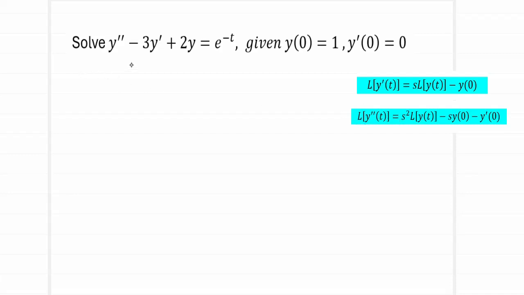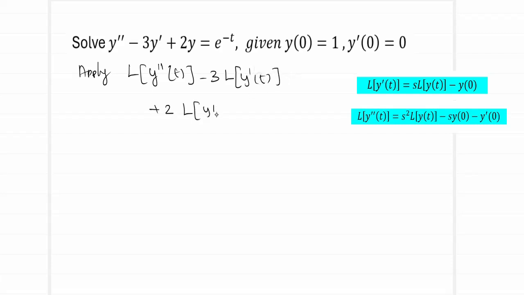The technique for solving is, as such, we have a differential equation. So what we are going to do first is apply Laplace on both sides. When I apply Laplace on both sides, I will have Laplace of y double dash of t minus 3 Laplace of y dash of t plus 2 times Laplace of y of t equal to Laplace of e power minus t. Now I will try to solve this Laplace and get an answer for it.